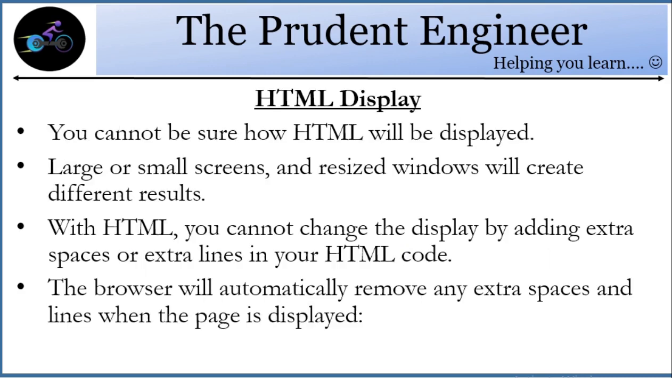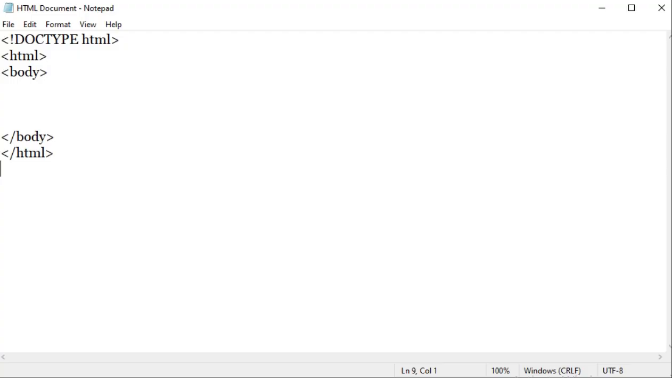Okay, now HTML display. Basically, you do not know how the user is opening the window. He might be opening that website in a mobile format or in a tab or in a desktop. So if you want to add some spaces or line breaks, you cannot simply use spaces and enter to increase the line gaps. In HTML you cannot change the display by adding some extra spaces or some extra line gaps. I'll show you how that happens.